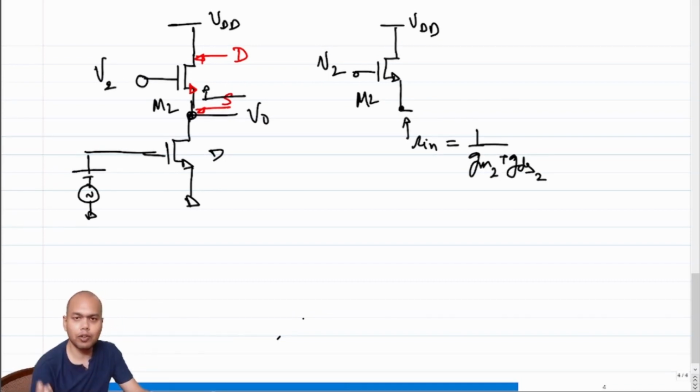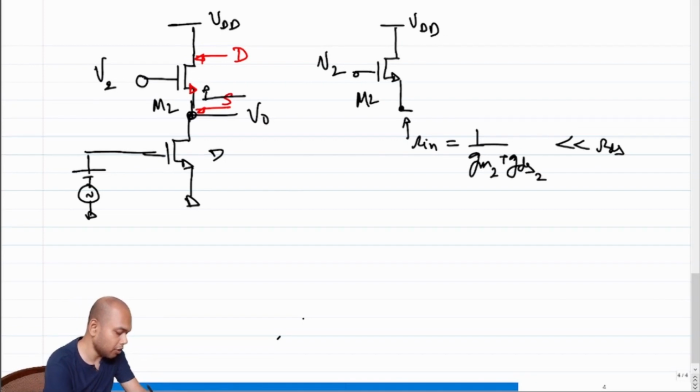So this is nowhere close to RDS, right? This is much less than RDS of the device. How could we have gotten RDS? We could have gotten RDS had this terminal been the drain terminal, but unfortunately it is not, because the structure of the NMOS transistor is such that the lower potential terminal is always the source.